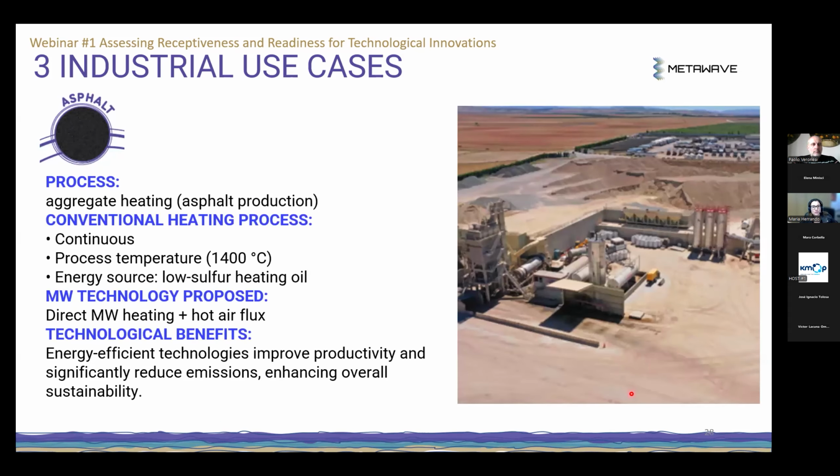And the second industrial use case is in the asphalt sector, for the aggregate heating that is required for asphalt production. The conventional heating is continuous with a process temperature of around 1,400 with a flame that burns low sulfur heating oil. We propose to substitute it with a direct microwave heating plus a hot air flux. And the benefits will be a much more energy efficient process that will increase productivity and significantly reduce emissions, and also increasing the overall sustainability.